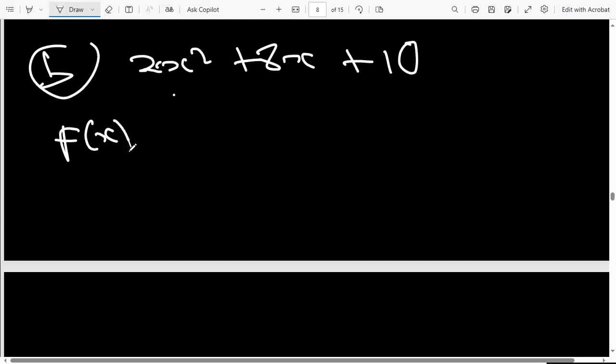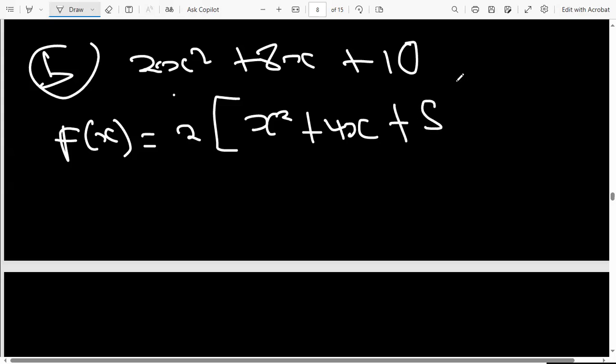So f of x is equal to 2. I'm factorizing 2 from all these terms here. If I take a 2 from here, I'm going to remain with x squared. If I take a 2 from here, I'm going to remain with 4x. And if I factorize a 2 from here, I'm going to get plus 5. So make sure that whatever you have here, when you multiply by the 2, it gives you back whatever you have on top there. You can see 2 multiplied by this gives me that, 2 multiplied by this gives me that, and 2 multiplied by this gives me that.